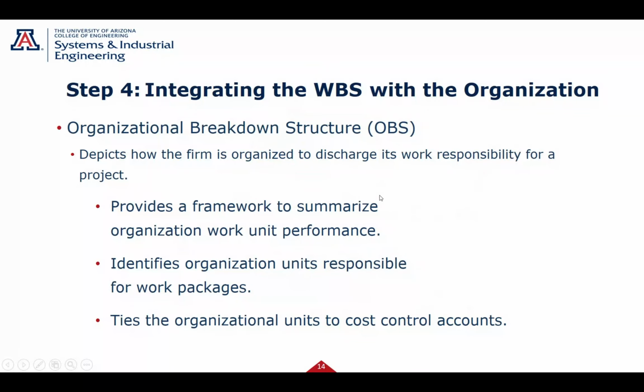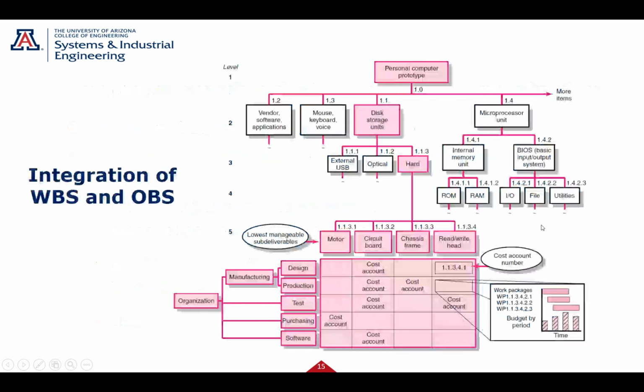So how do we integrate this with the organization? The organizational breakdown structure. So this is going to depict how the firm does this. So we're going to identify the units that do this. So here's this same thing here. And again, this still shows us at 5, but remember this would be at 4. We're going to get into numbering later, but you can see the levels. Level 1, because 1.1, 2 levels, 1.11. But you see there's 3 numbers, so we're at level 3. Level 4, 1131, 4 numbers, so we're at level 4.